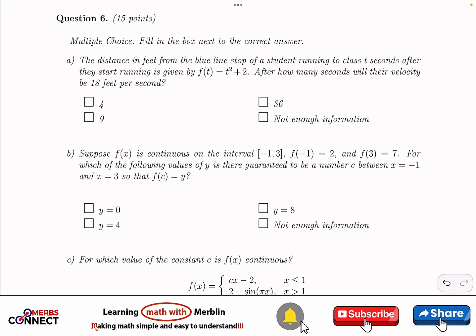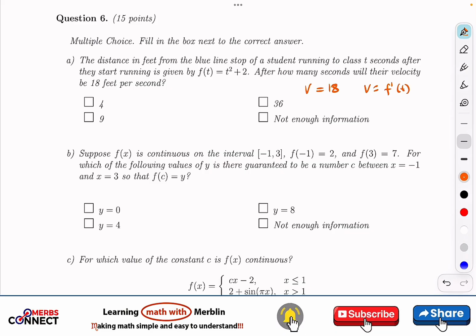The distance in feet from the blue line stop of a student running to class t seconds after they start running is given by this. After how many seconds would their velocity be 18 feet per second? Okay, so this one they've given us the velocity already. So here the velocity is equal to 18, and we know that velocity is equal to f prime of t.